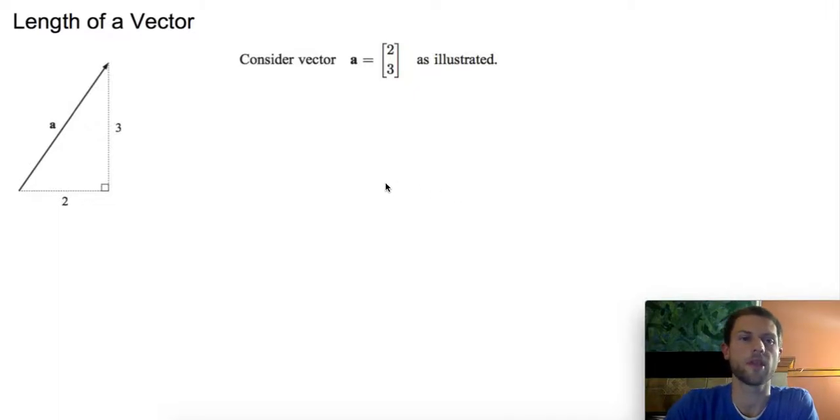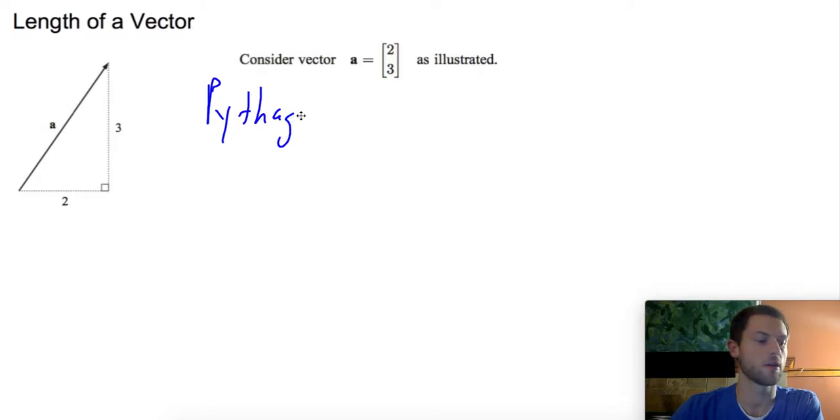We're going to talk about the length of vectors in this final video in this series of notes. To find the length of this vector, we have a vector of two components: 2 in the horizontal direction, 3 in the vertical direction. And I want to find the length or the size of this vector A right here. So in order to do that, we just have to refer back to our right triangle knowledge, and we have to look at the Pythagorean theorem.